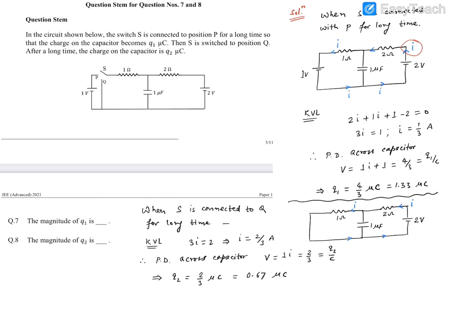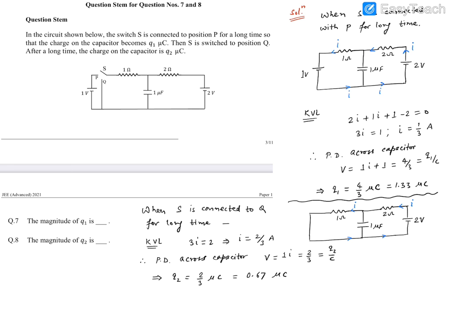We can consider the current to be I, and we can apply Kirchhoff's voltage law for that loop, and you'll find it's going to be 2I plus 1I plus 1 minus 2 must be equal to 0 as per Kirchhoff's voltage law. This will give us the value of the current, which is 1 by 3 ampere. So the current running on this is going to be 1 by 3 ampere.